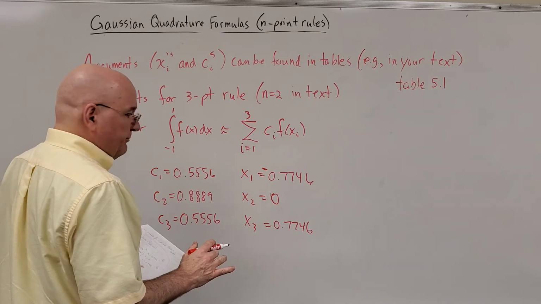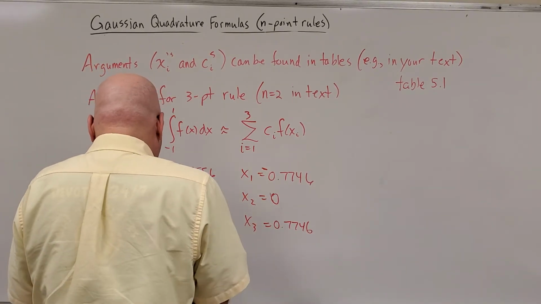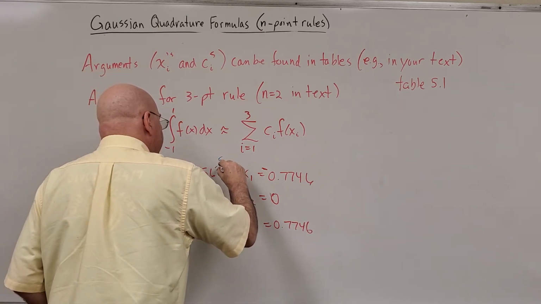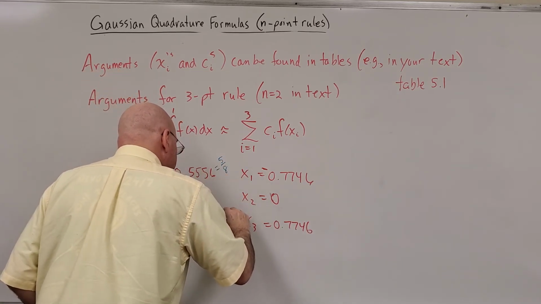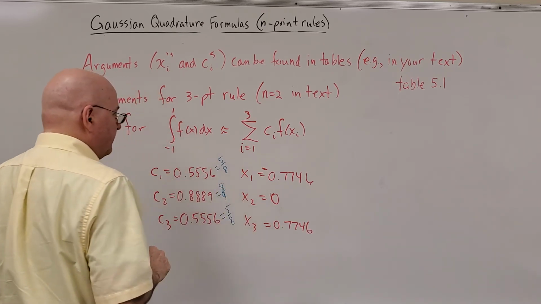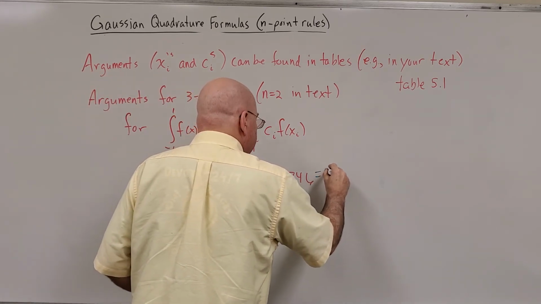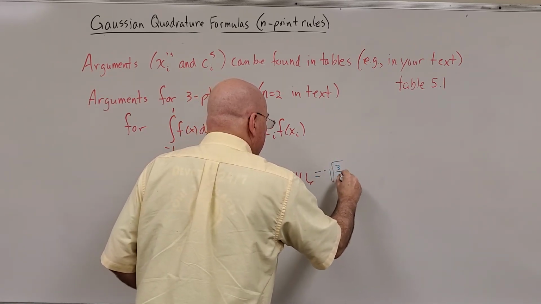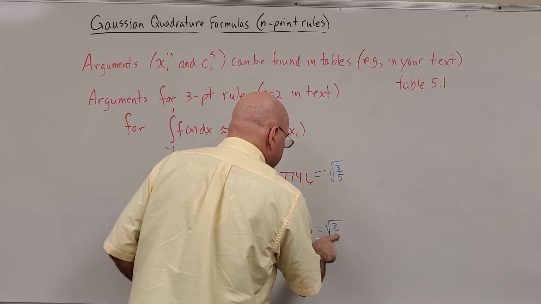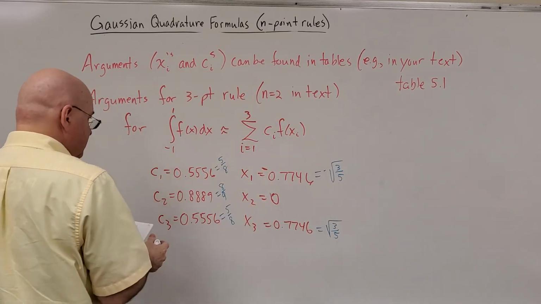And again, these are approximations. If you plug them into the formulas, you get exactly 5/8 on that, and 8/9 on that one. And then these two as fractions are negative radical 3/5 and positive radical 3/5. And then of course that one's just 0.